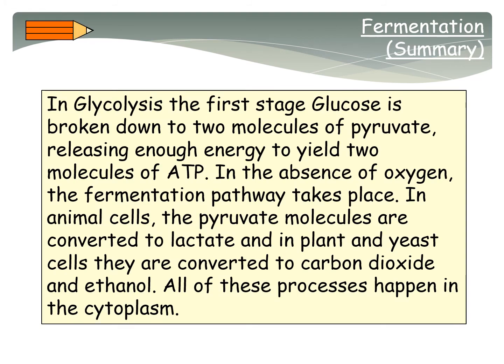So to summarise the fermentation process, in glycolysis, the first stage, glucose is broken down to 2 molecules of pyruvate, releasing enough energy to yield 2 molecules of ATP. In the absence of oxygen, the fermentation pathway takes place. In animal cells, the pyruvate molecules are converted to lactate, and in plant and yeast cells, they're converted to carbon dioxide and ethanol. All of these processes happen in the cytoplasm. You need to make sure you know this, read over it, make a note of it, write it out a few times, say it a few times, and make sure you know it.